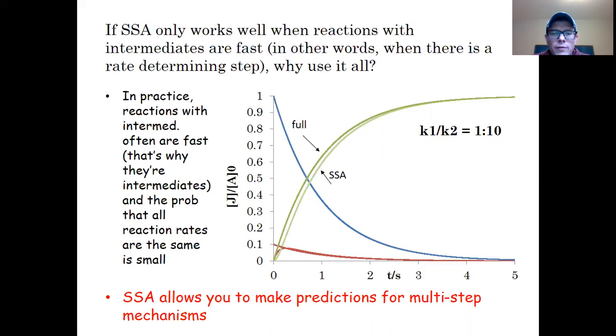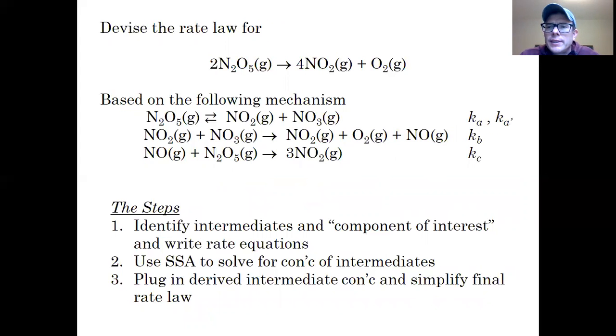What's more relevant, however, is that if I have more complex mechanisms, the steady state allows us to make predictions for multi-step mechanisms. If it's not just A to I to P, but it gets more complicated, the steady state approximation becomes extremely useful. And the problem I'm going to solve is here. So here's a reaction. Here's a proposed mechanism. These are the steps that we use to do it. Identify the intermediates and the component of interest. Use the steady state approximation to solve for the concentration of intermediates. Plug in and derive a simple rate law.